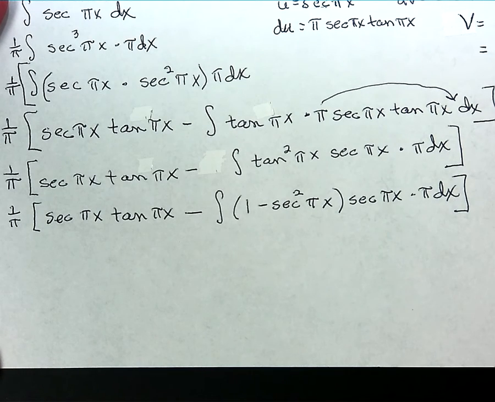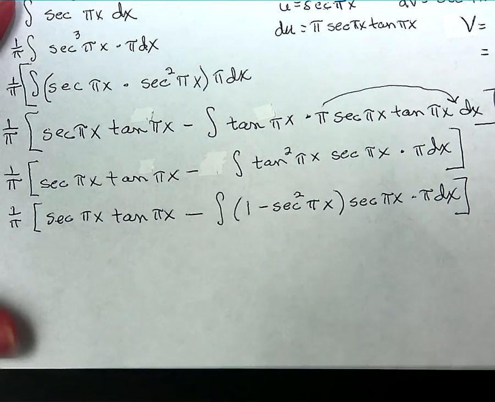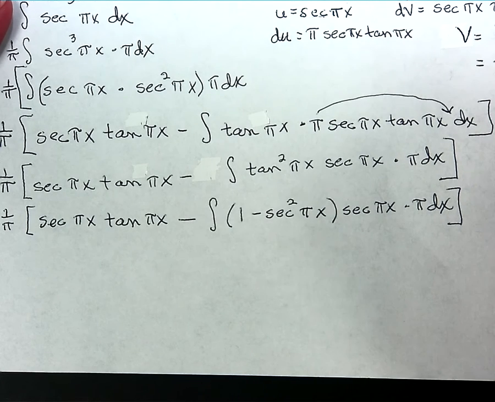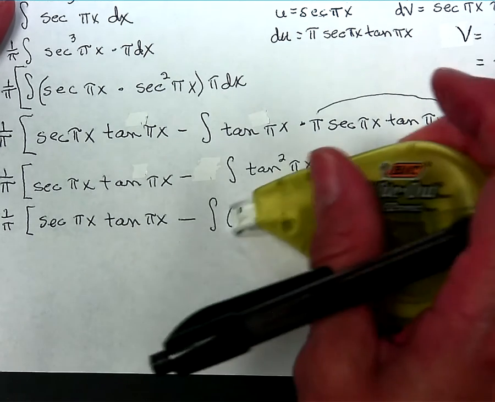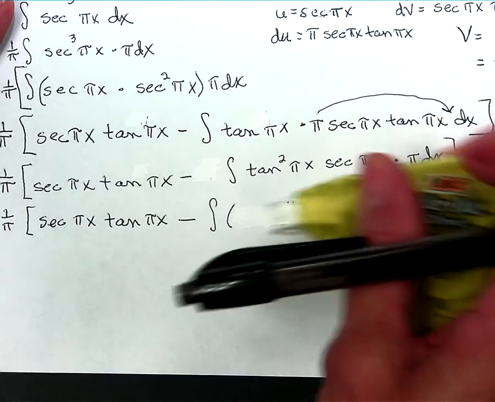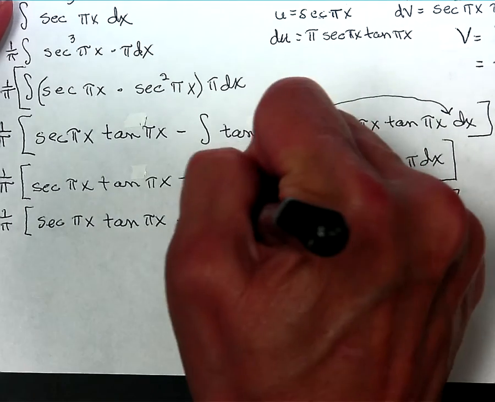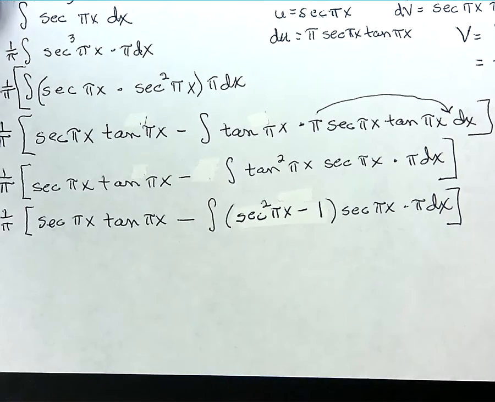So far, so good. Yes, ma'am? I almost wrote it down so I could look at it, because I don't manipulate things in my head. 1 plus tangent squared equals secant squared means tangent squared is secant squared minus 1. Dang it, I just need to write it down. I cannot solve equations in my head. Secant squared pi x minus 1. Then what?